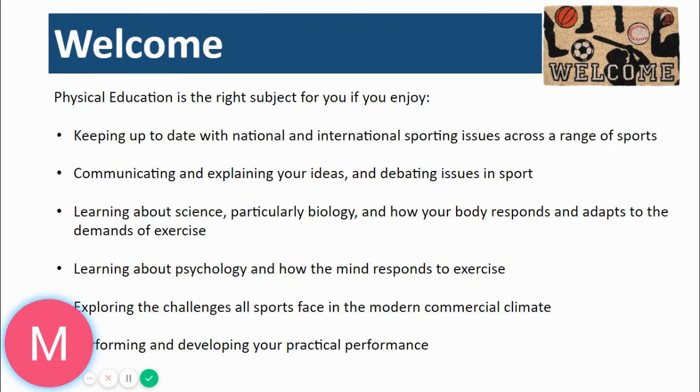If you're deciding whether to take A-level PE, then you should think about whether you enjoy these types of things. You'll need to use lots of current sporting examples in your work and in the exam, so you should be interested in a range of sports and be keen to read sports news apps and watch sport on TV to keep up with the latest issues in sport.